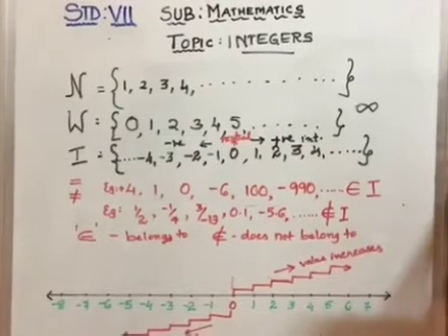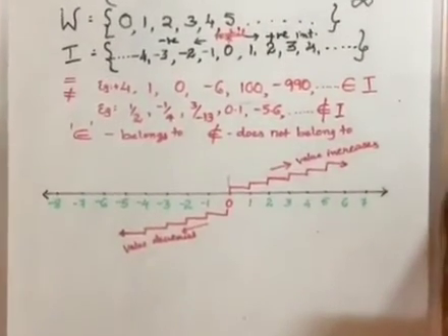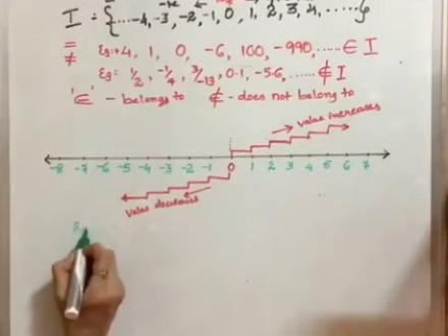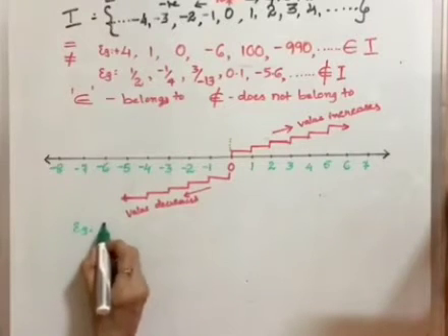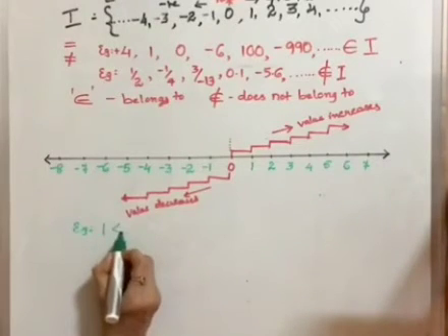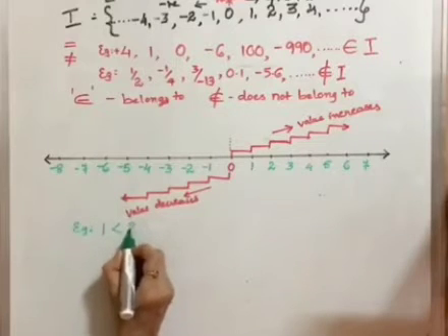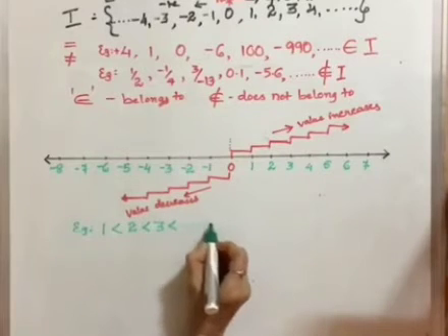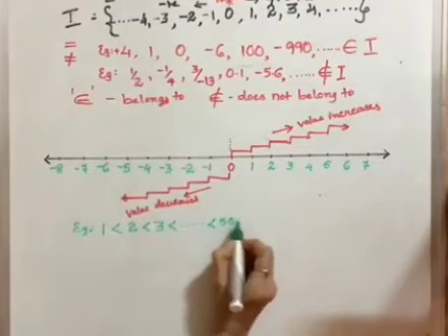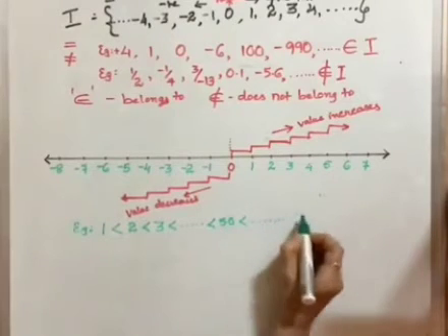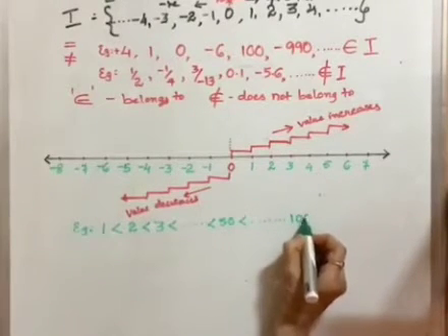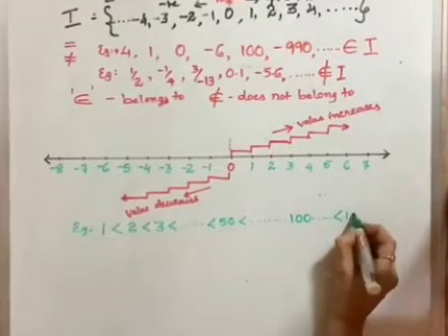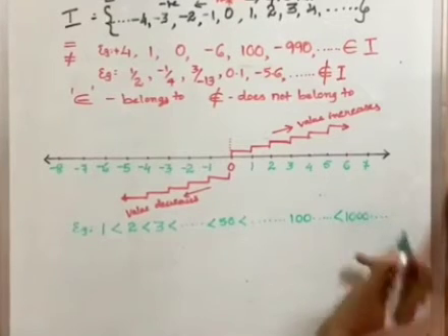See how I am representing this. Example: 1 is less than 2 is less than 3 is less than, say, 50. So what is happening? The greater the positive integer, greater is its value, and so on.